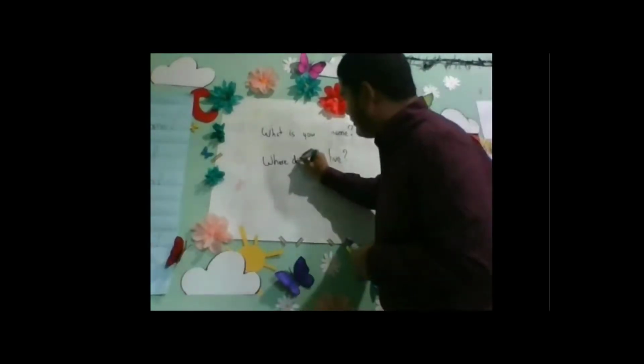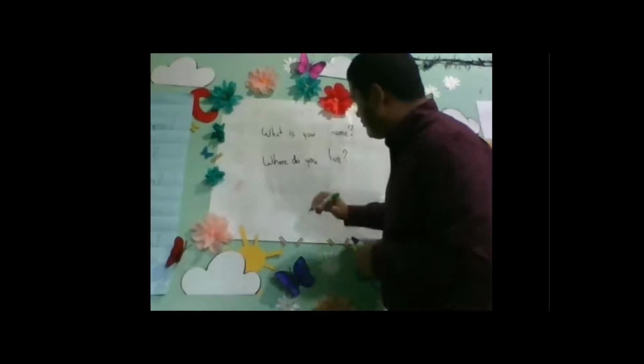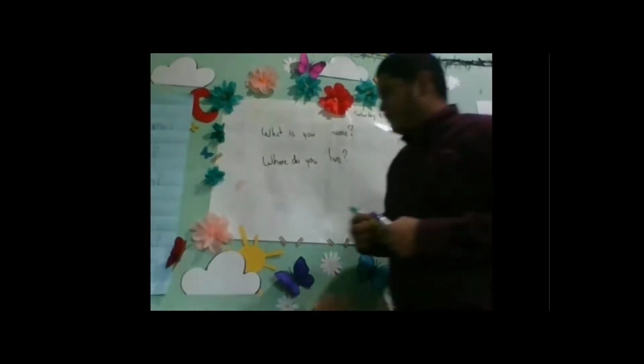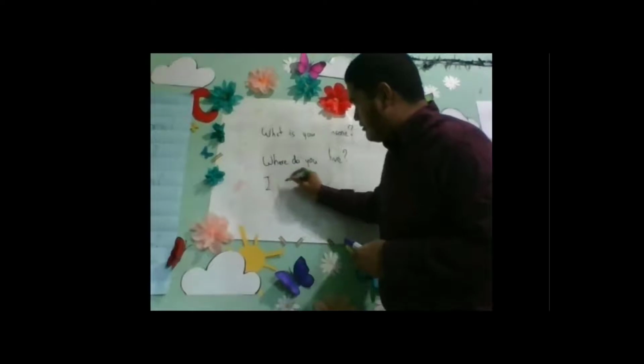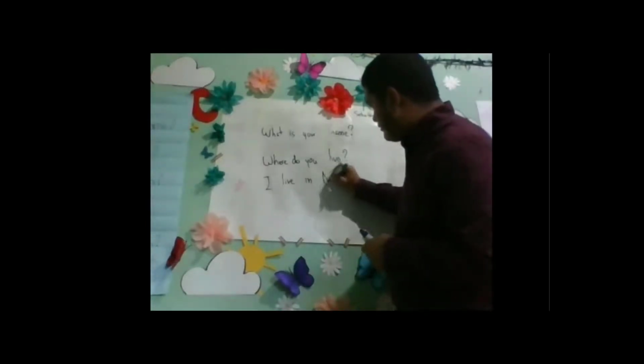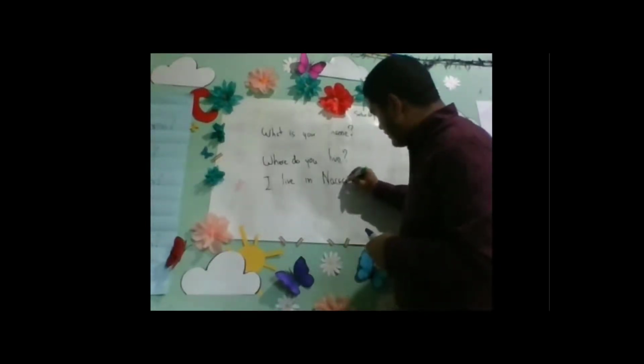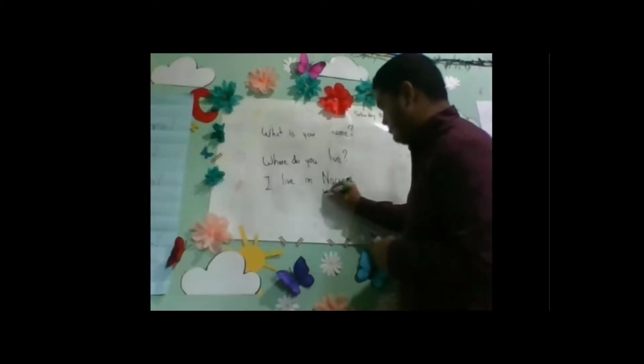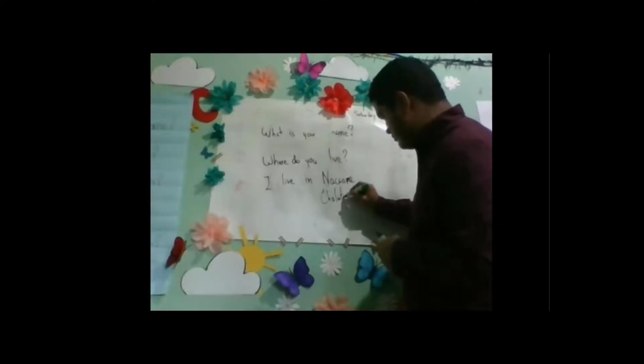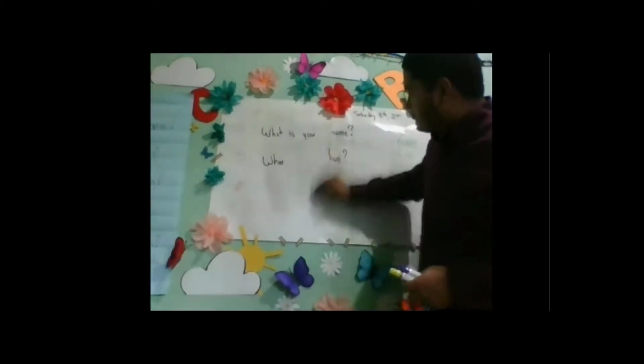We need to concentrate at the moment of writing the auxiliary in the correct form that is related to the subject pronoun. And the answer, to the question where do you live, is: I live in Nacaome, Choluteca, or other places. So we need to pay close attention to this.